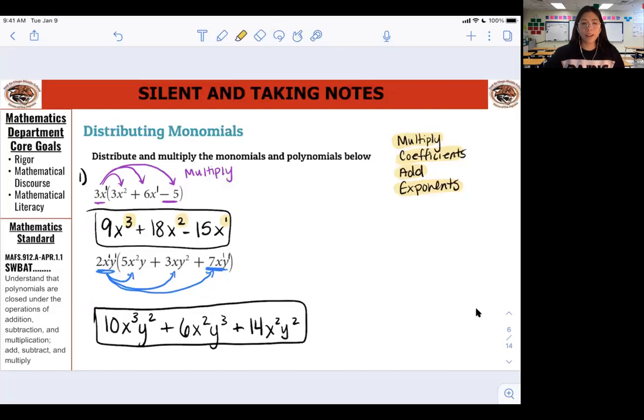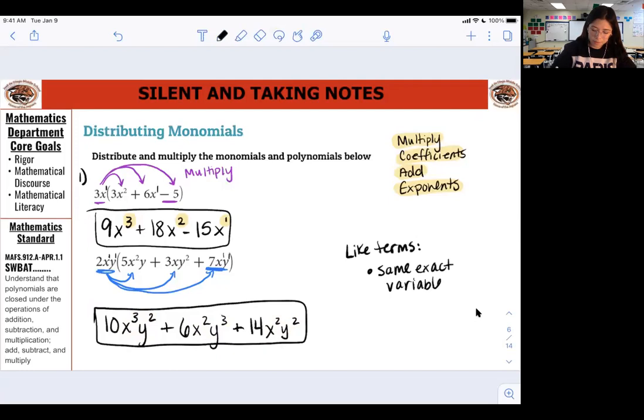Any like terms? No. Because remember, in order to be like terms, they must have the same exact variables and the same exact exponents. So I'm going to write that down too. We got to keep reviewing. So like terms: same exact variables with the same exact exponents. They have to match 100%.